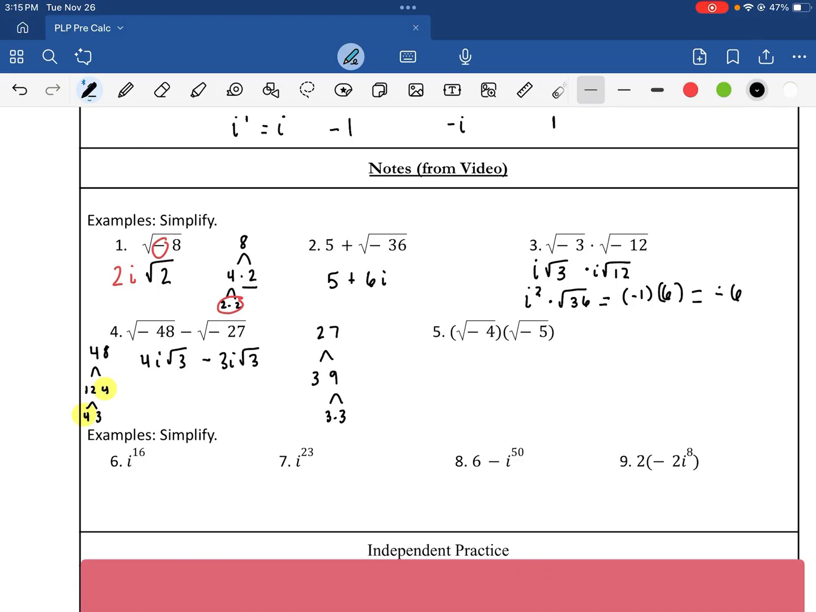And then this works just like a normal number does. As long as our I and our square root match, that works kind of like a variable, and we can just subtract those two values. So 4 minus 3 gives us 1. So 1I square roots of 3, or just I square roots of 3.